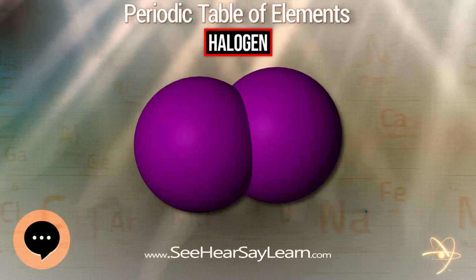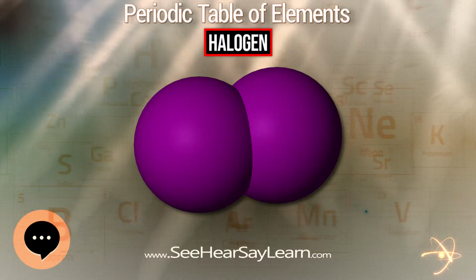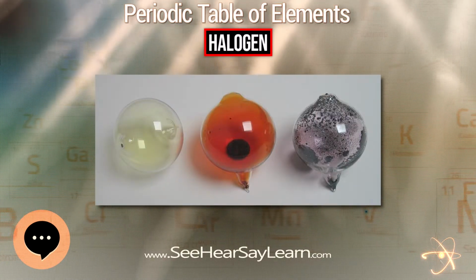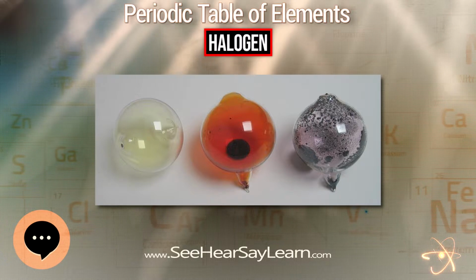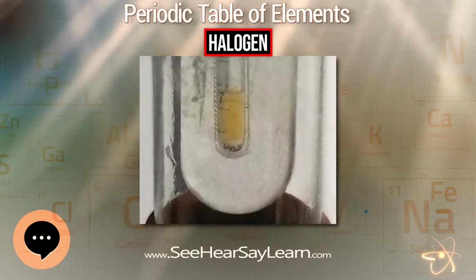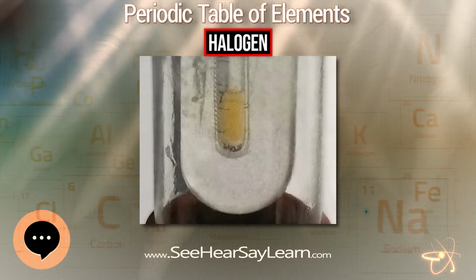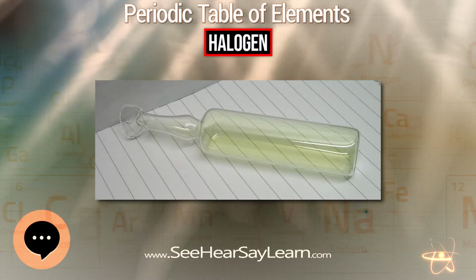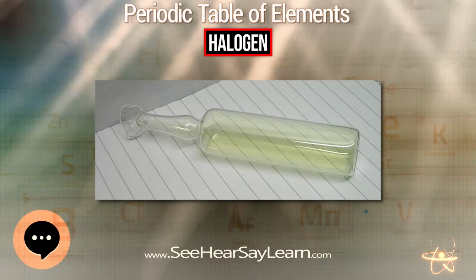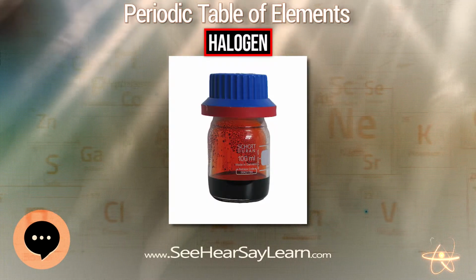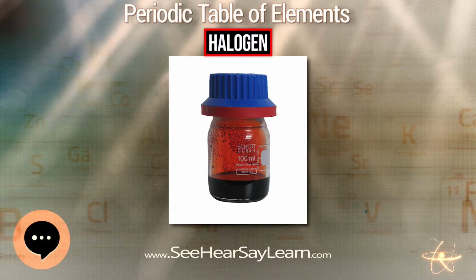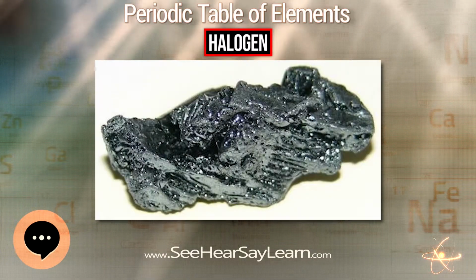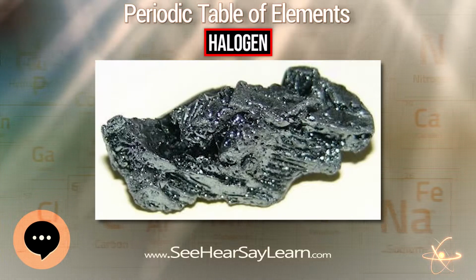All halogens form binary compounds with hydrogen known as the hydrogen halides: hydrogen fluoride, hydrogen chloride, hydrogen bromide, hydrogen iodide, and hydrogen astatide. All of these compounds form acids when mixed with water. Hydrogen fluoride is the only hydrogen halide that forms hydrogen bonds. Hydrochloric acid, hydrobromic acid, hydroiodic acid, and hydroastatic acid are all strong acids, but hydrofluoric acid is a weak acid.